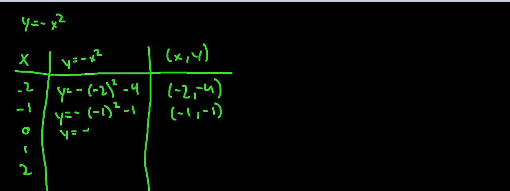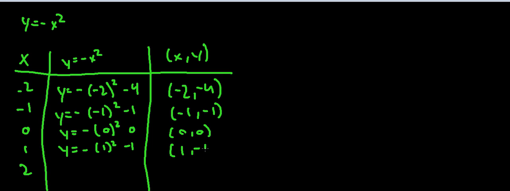This one's pretty simple. -0 squared, 0, 0, 0. Y is equal to -1 squared. Again, all of these, it's very easy to distribute that minus sign by accident, but you have to remember to keep it separate. So 1 squared is 1, and then distribute the minus sign, so -1. And lastly, -2 squared. 2 squared is 4, distribute the minus, -4.